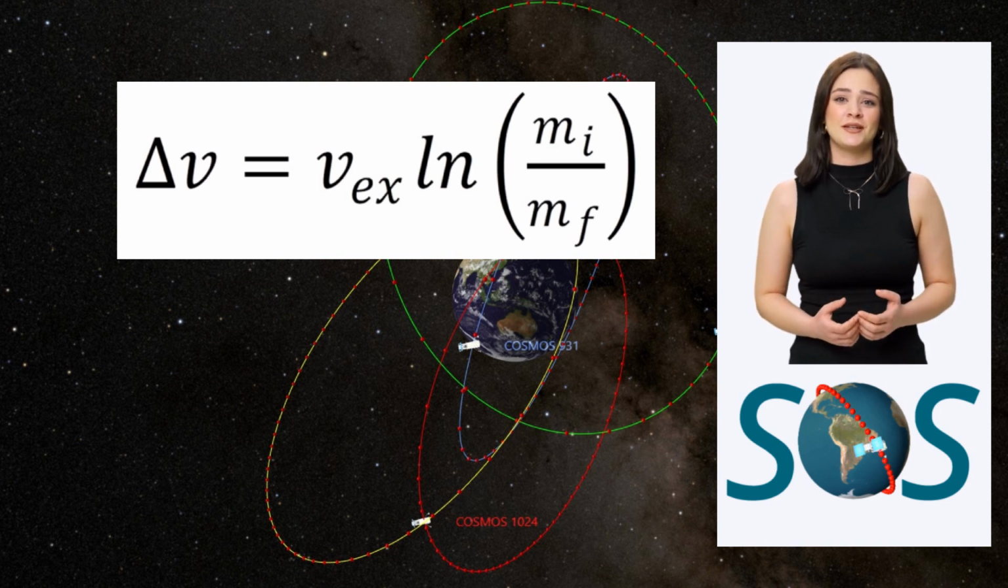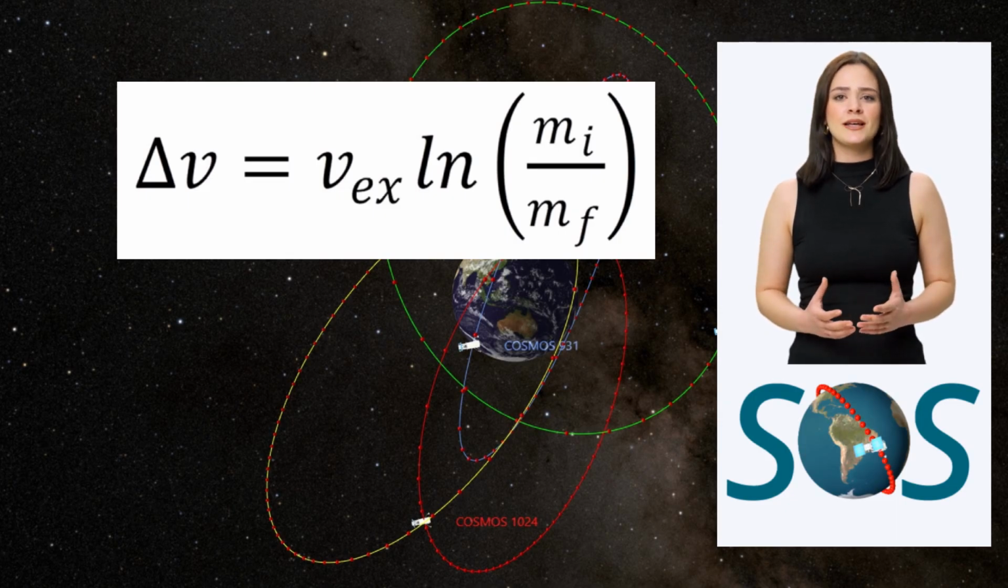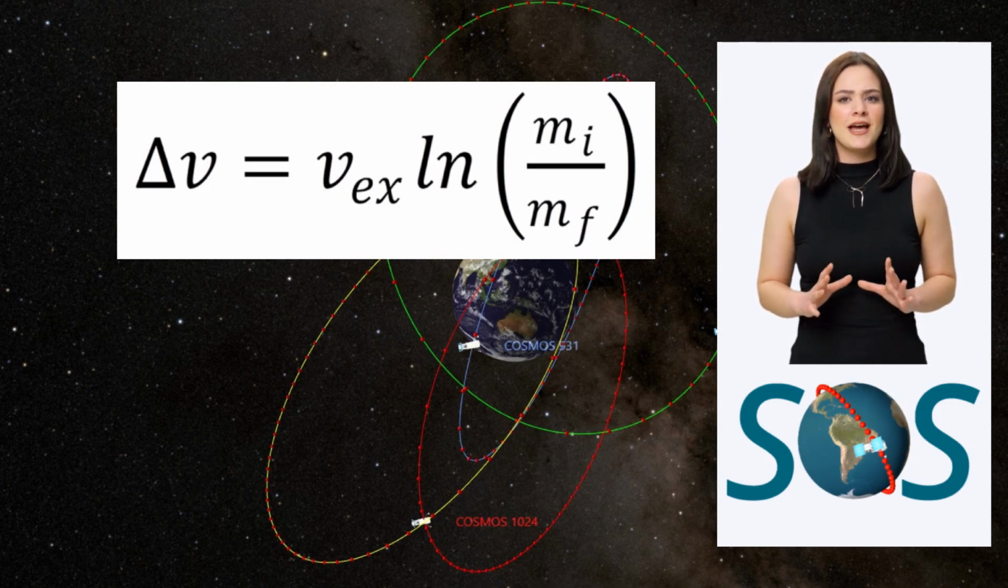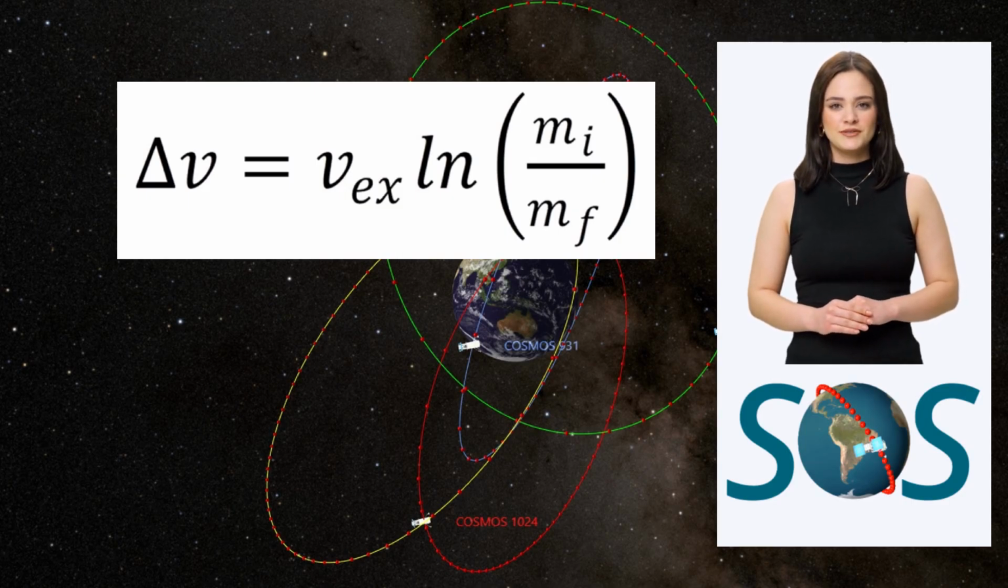In this equation, ln is the natural logarithm function, Vex is the gas exhaust velocity, mi is the initial mass of the spacecraft, and mf is the final mass of the spacecraft after the rocket burn. In other words, mi includes the mass of propellant expelled, but mf does not.